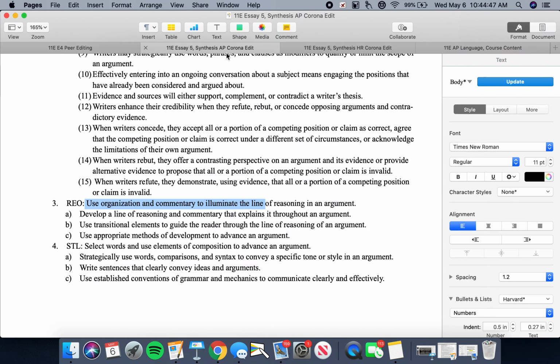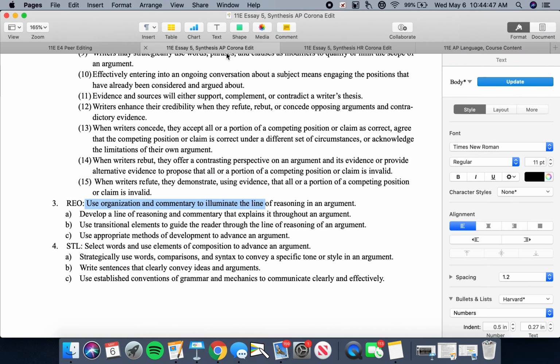More specifically, you need to develop that line of reasoning using commentary. You need to use transitional elements to guide the reader from point to point to point. And finally, they kind of say, a catch-all phrase here: use appropriate methods of development to advance an argument. That might mean using the classical oration model if you want to use narration, confirmation, counter argument, conclusion structure. It might mean using a comparison and contrast to juxtapose two contrary ideas. It's just appropriate methods of development.